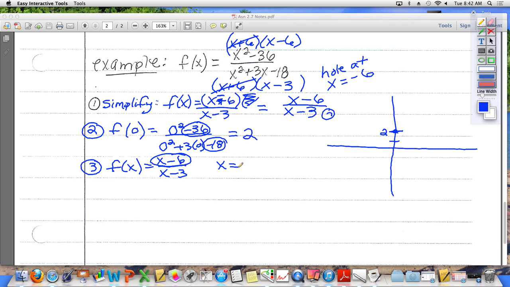What value of x would make the numerator 0? 6. So my x value of 6 is going to be my 0. I go over here to 6, and I'm just going to ballpark it here. Ballpark value of 6 right here. I'm going to put a point there.